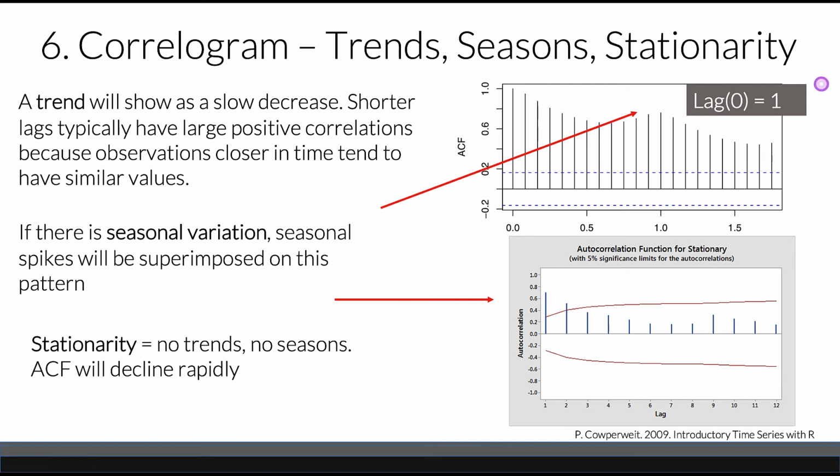One more thing to mention is that lag 0 is always 1. The reason we use lag 0 is to help us compare the values of other autocorrelations relative to, let's take it as a theoretical maximum of 1. So it is just comparative.